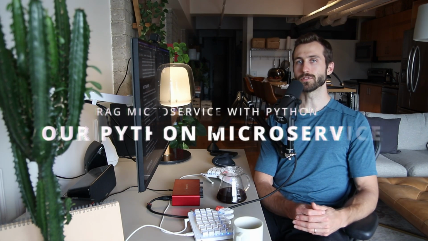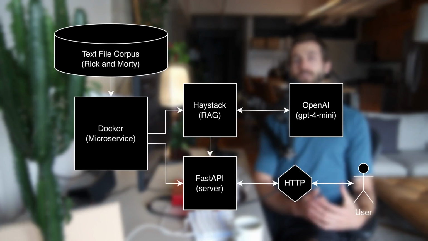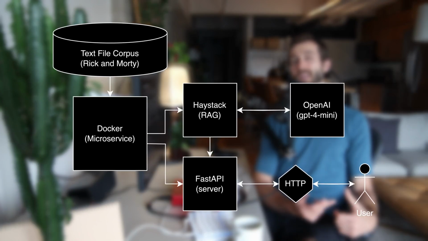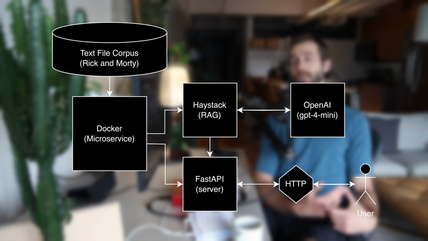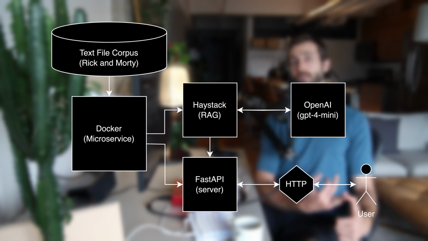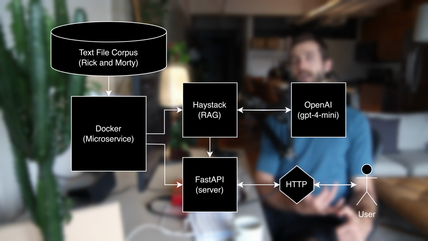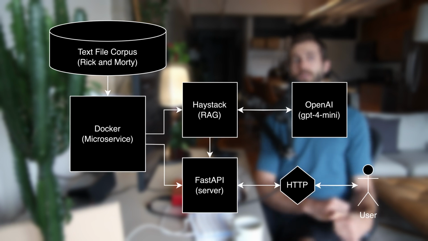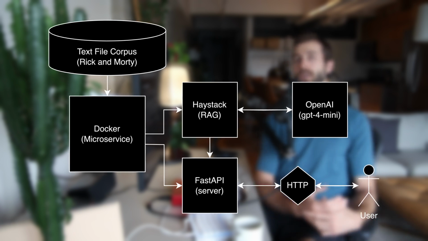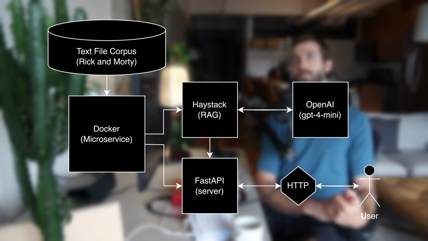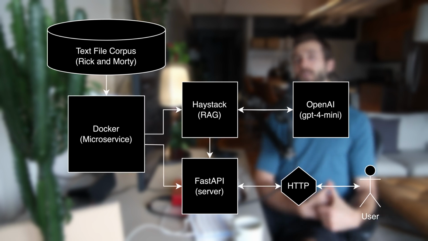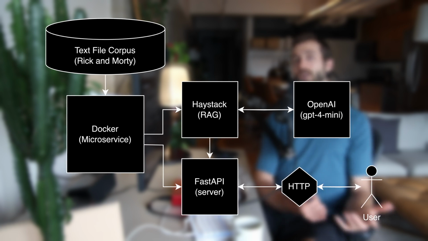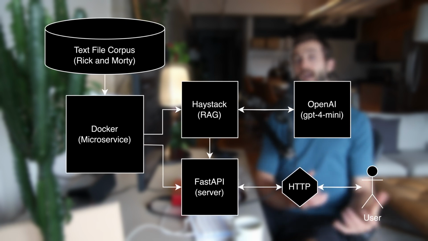So what will our microservice consist of? We're going to be using Docker and Python. We'll build our RAG application using Haystack, which is a Python library, and we'll build our server for the microservice using FastAPI, which is another Python library. Inside of Haystack, we're going to be needing access to a language model, and we're going to use OpenAI ChatGPT 4o Mini. And in order to do this, if you're following along with the demonstration, you'll need an OpenAI API key in order to access that model.